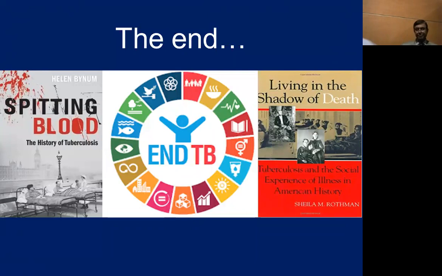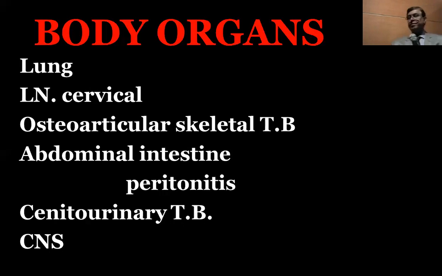So it's a worldwide problem, and we face it, and we have to learn more about it. The organs affected, as I said, lungs first, lymph nodes, osteoarticular joints, spine, abdominal, intestine, like enteritis and peritonitis, genitourinary with the kidney and urinary bladder, and of course, our topic for today is the CNS.